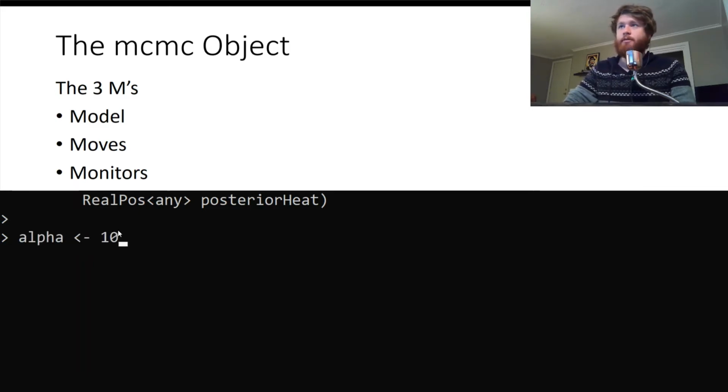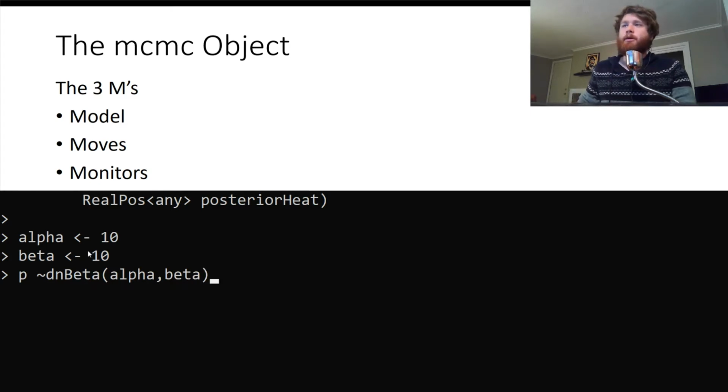We're going to set up the same model that we did in the first video. As you might recall, we had our probability of heads coming from a beta distribution with parameters alpha and beta, and both of those were set to 10, constant values. And our probability of flipping heads was a stochastic node.